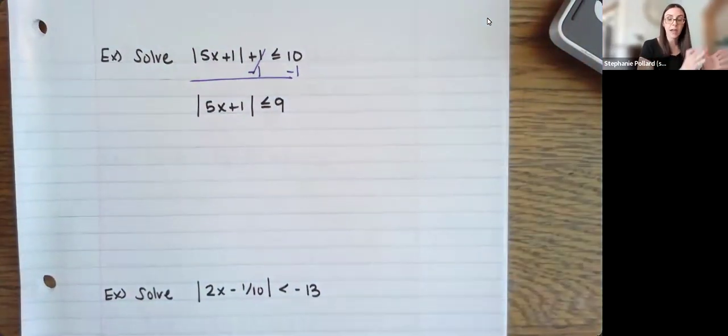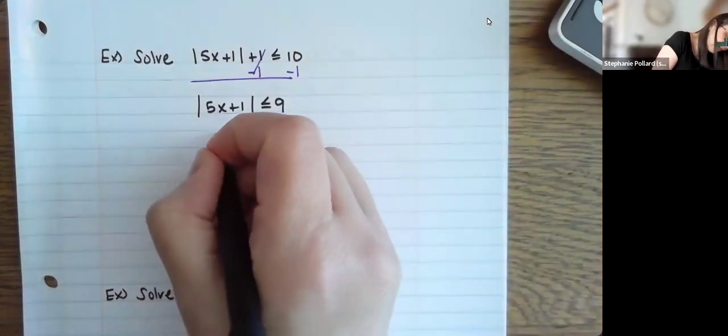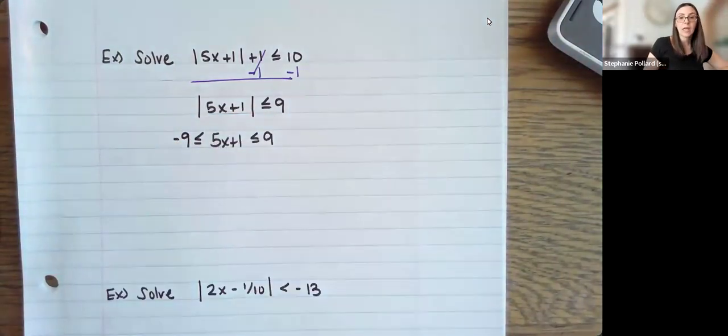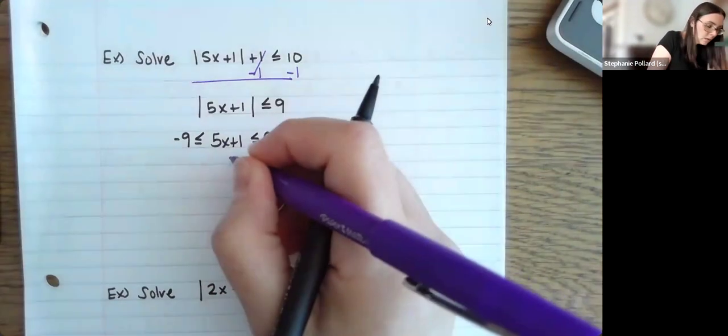Now I see absolute value less than a positive number, so I can split. So that 5x plus 1 repeats. The right side stays the same, and I mirror it on the left side. And now I work inner to outer. So I subtract 1 from all sides.